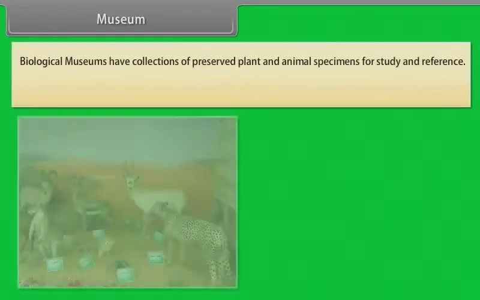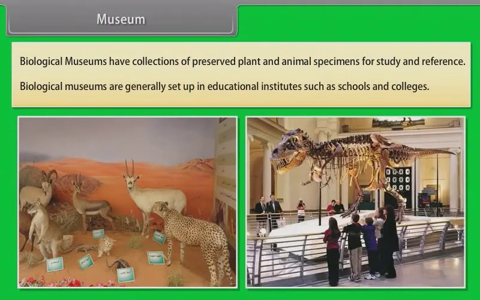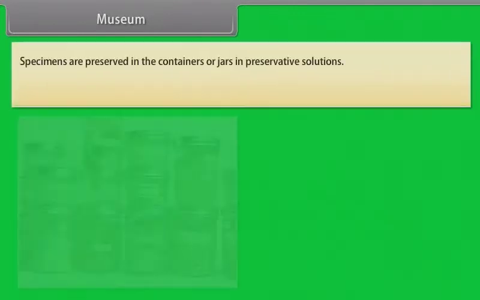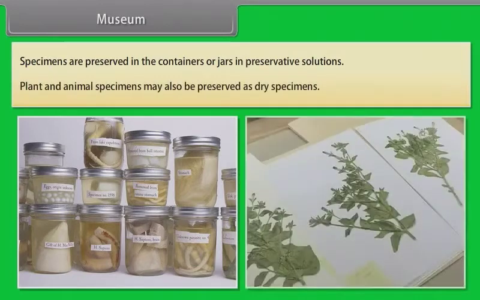Museum: biological museums have collections of preserved plant and animal specimens for study and reference. Biological museums are generally set up in educational institutes such as schools and colleges. Specimens are preserved in containers or jars in preservative solutions.